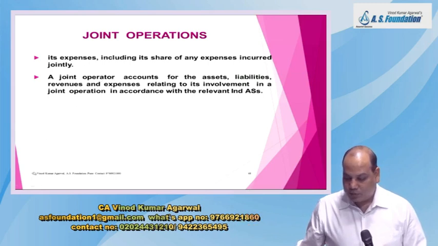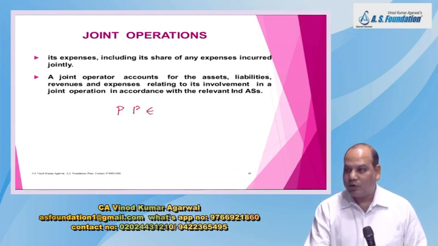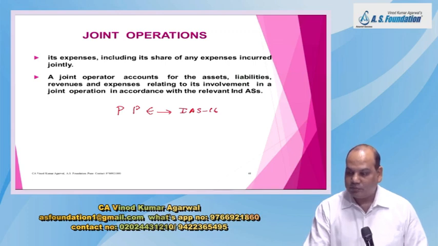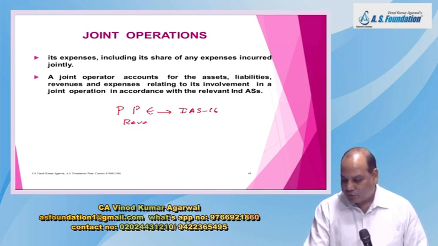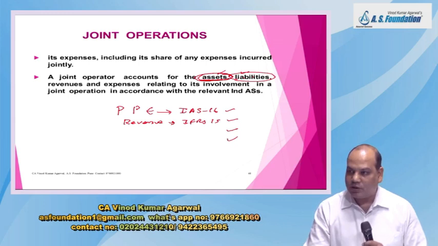So what will be the further treatment of such items? Suppose I have a share in property, plant, equipment of joint operation. This will be further accounted as per IAS 16. Or I have a stake in the revenue. To that revenue I will apply IFRS 15. A joint operator accounts for these assets, our asset or our share in the joint operation asset. The individual item will then be further accounted as per the applicable standard.